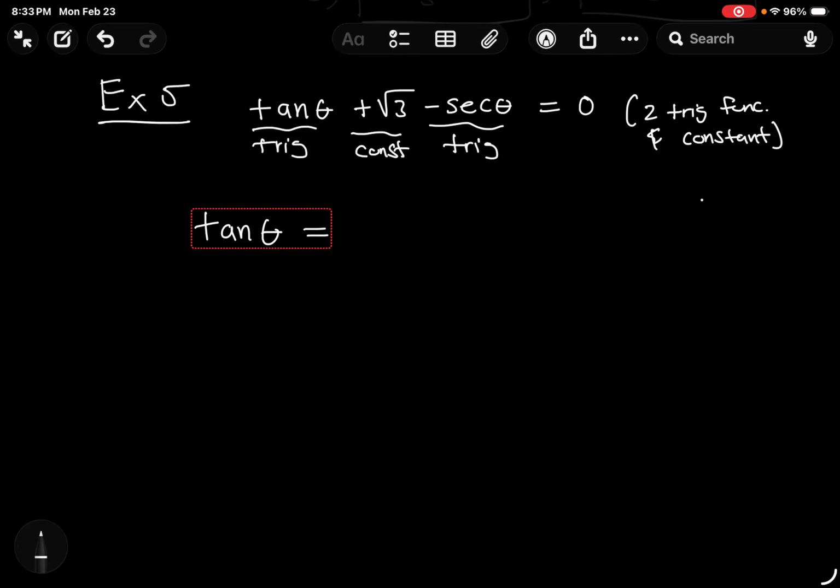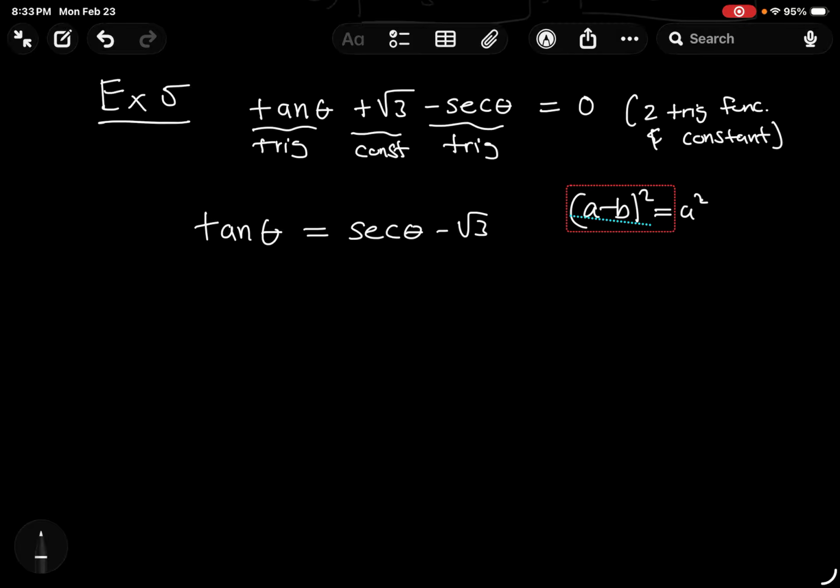So if I get tangent by itself over here, I'm going to get secant of theta minus square root of 3. All right, so I've isolated the trig function, and from here, this is the part where we have to do some squaring. So in other words, a minus b quantity squared. If you forgot this, please don't, because some of the fundamentals of algebra you just have to know right away. So let's start squaring.